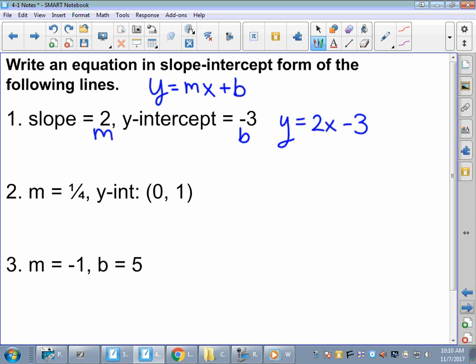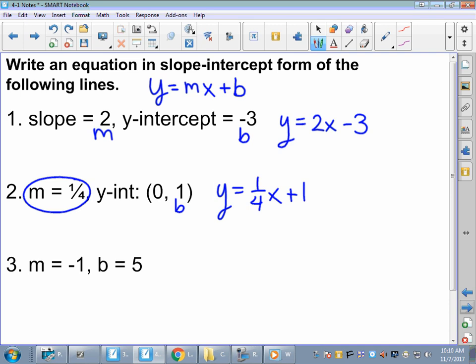Part 2, they give us m, so here's our slope, 1/4, and then they're giving us the y-intercept as an ordered pair. Remember, y-intercept can be written as an ordered pair or just as a number. So to write this equation, y is equal to 1/4 x plus 1.